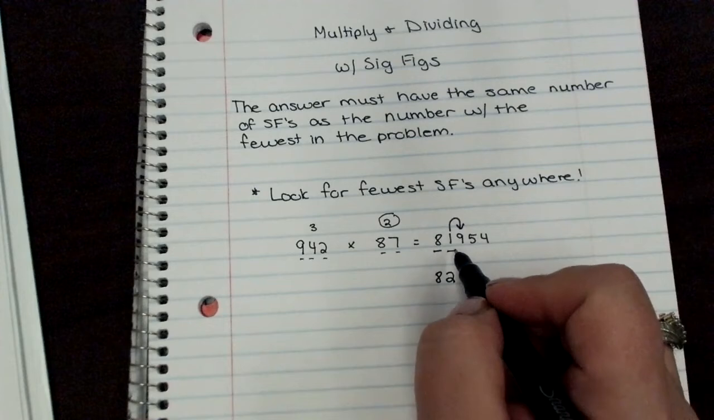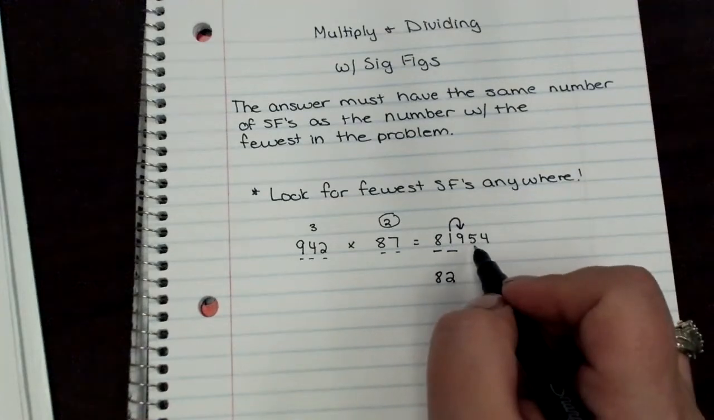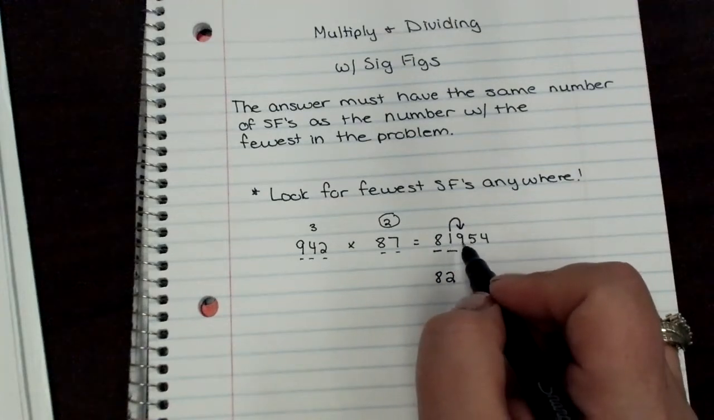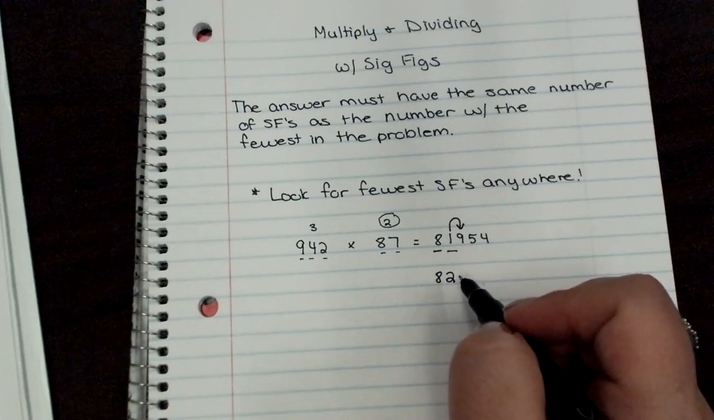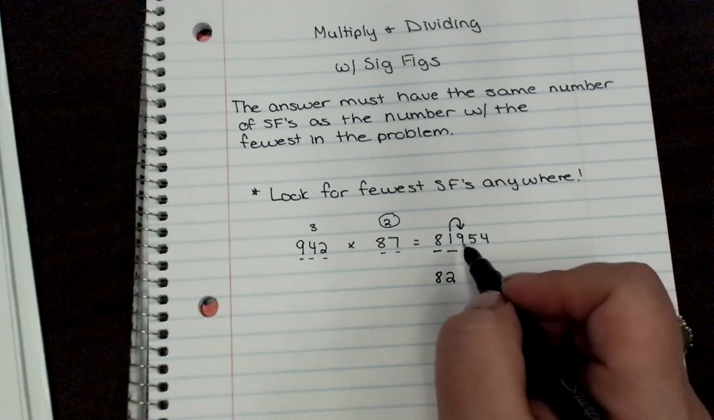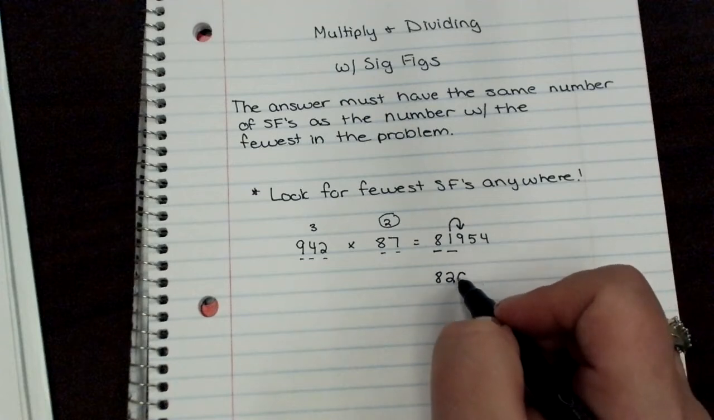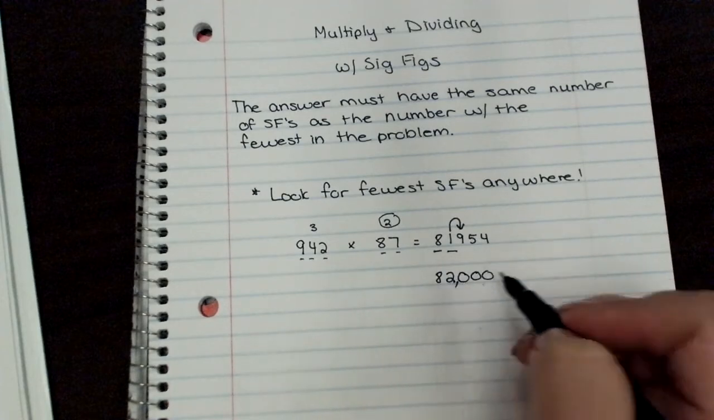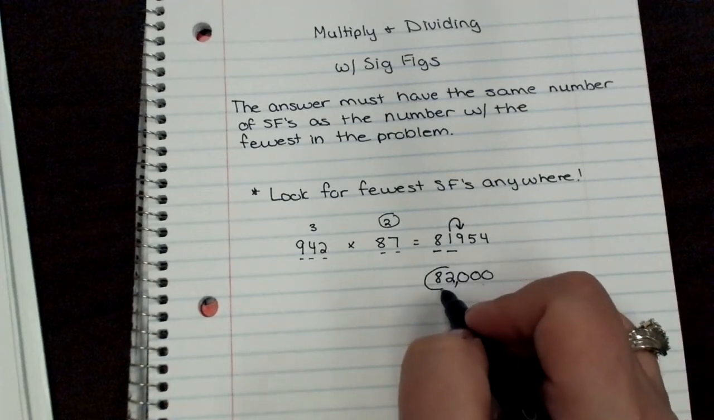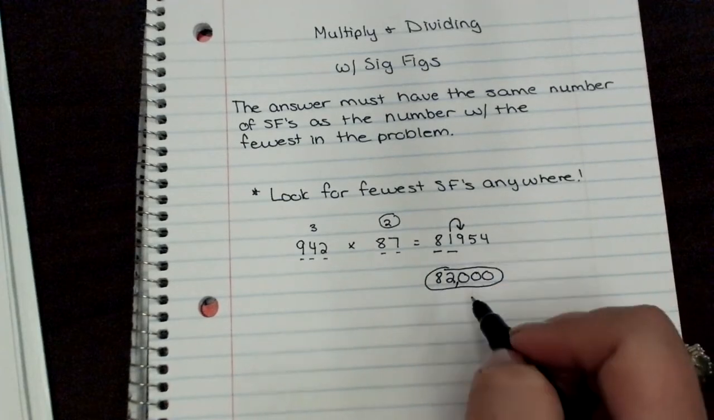But if you were expecting a check for $81,954 and someone sent you a check for 82, are you going to go hunt them down to find the rest of your money? Absolutely you are. So what we have to do is add some zeros in as placeholders. Remember, they're not significant, so we can add those in. So my answer becomes 82,000.